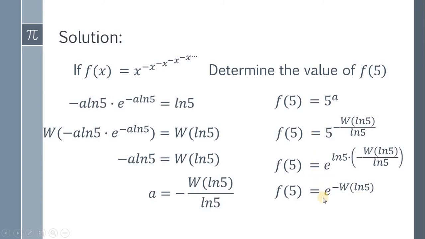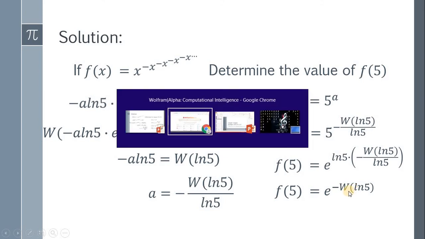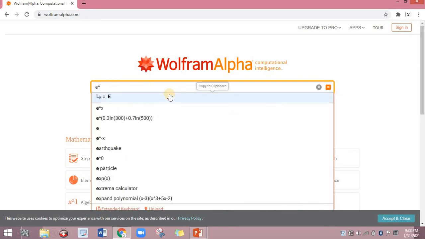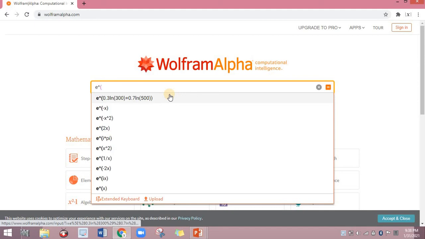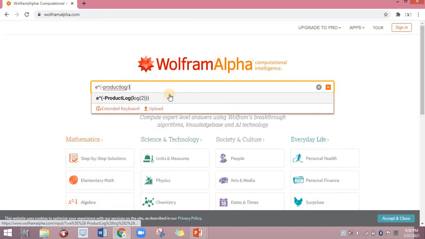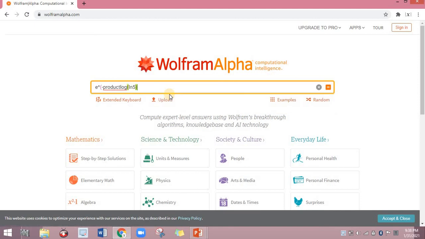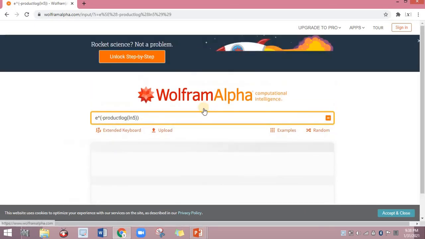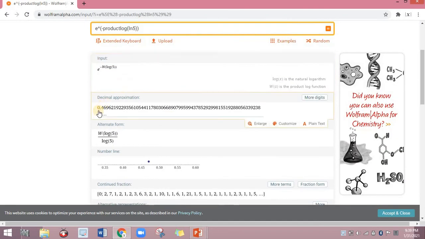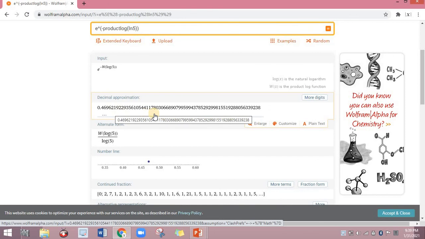To get the numerical value of this expression, e raised to negative W of ln 5, we use an online calculator. So we use Wolfram Alpha. Let's type e raised to parenthesis negative product log of ln 5 parenthesis, and then hit enter. Then let's wait for a moment. So we get 0.469621 and so on and so forth.